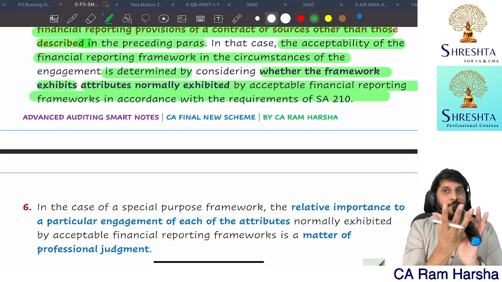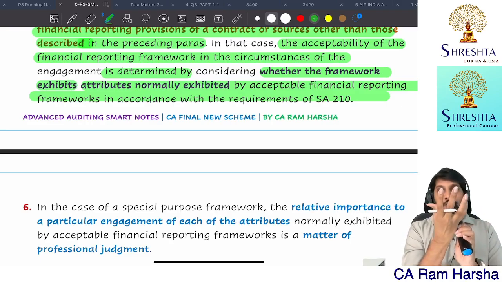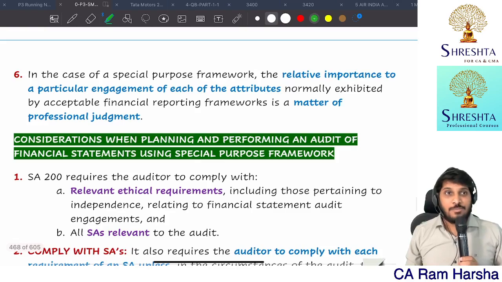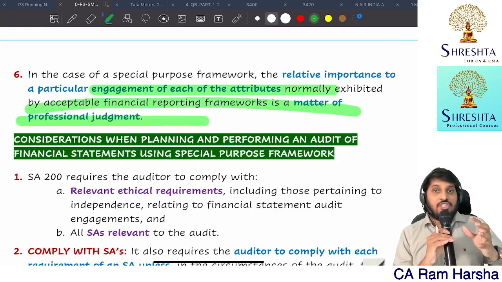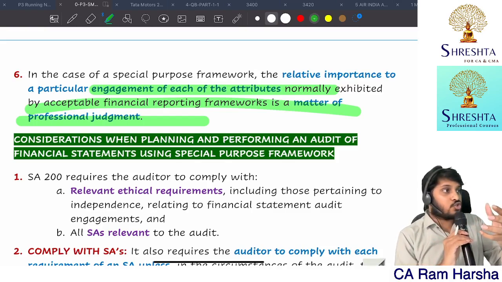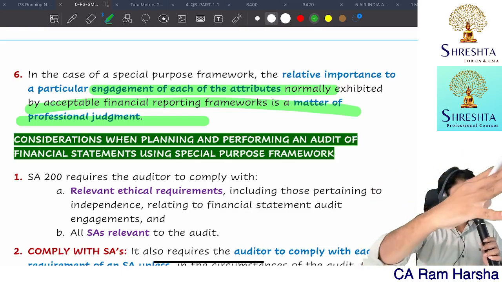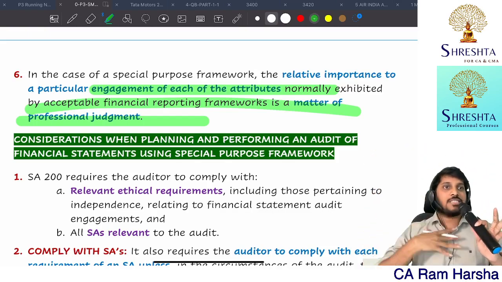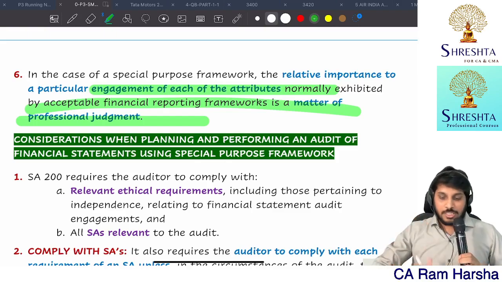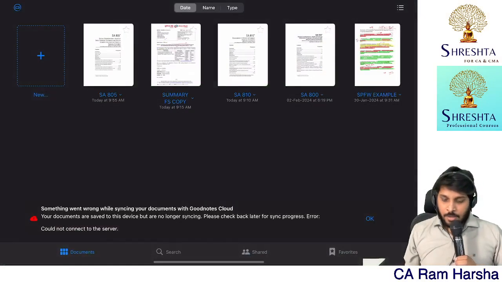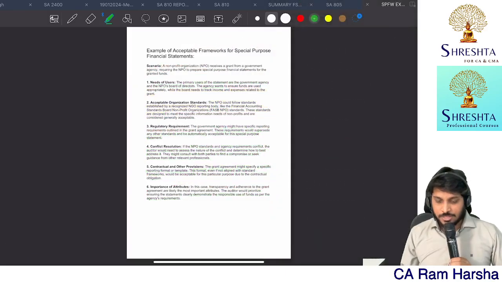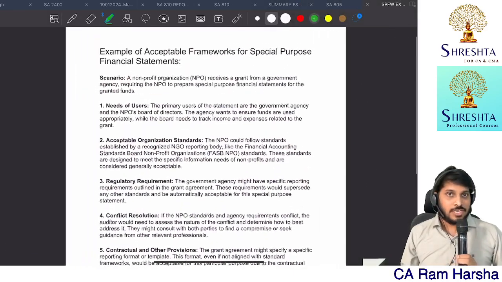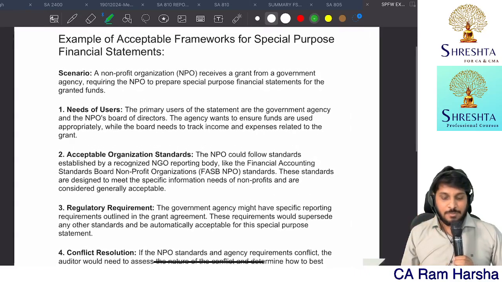These are the attributes. These are called as what? Attributes of the users. Now, which attribute is important? Which attribute is most important? It depends upon the circumstances of the engagement. It's a matter of professional judgment. Which attribute is most important so that the financials exhibit those attributes? Which is most important is decided by the auditor. For this, what I will generally do is, I have developed an example for this entire question because this is something very tough. That question itself is tough because people don't understand.